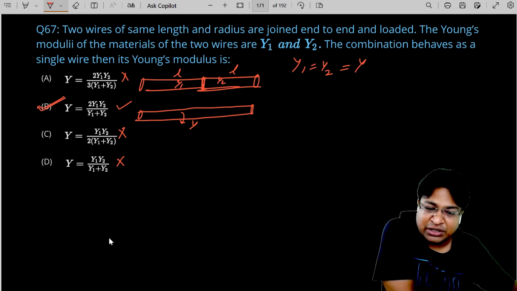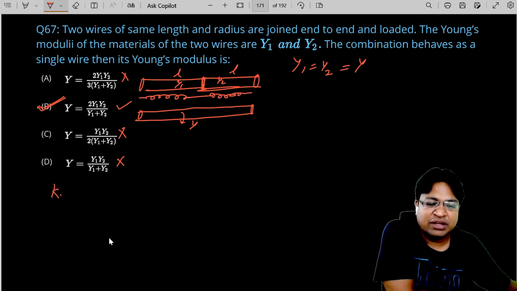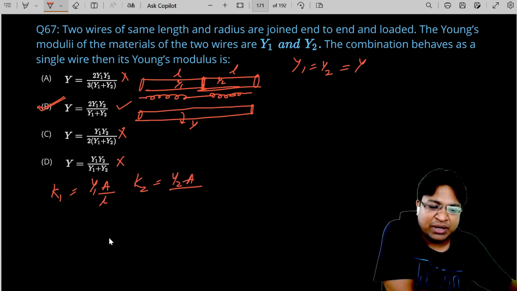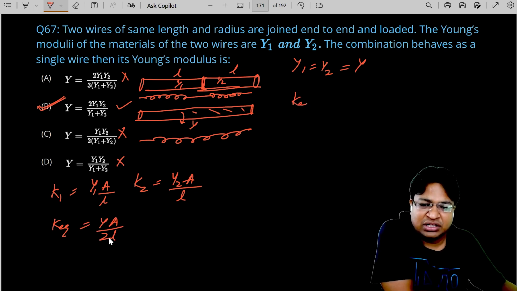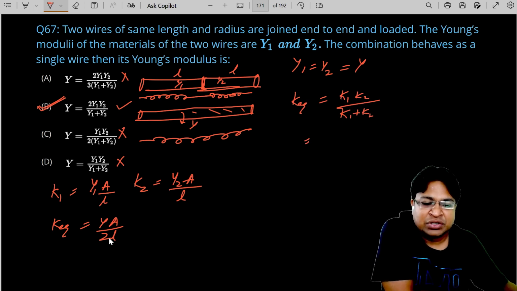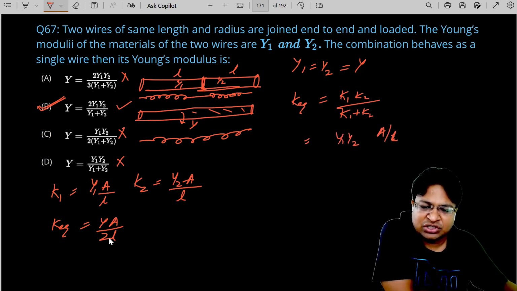Can we solve and obtain? Yes, we can do that. I'm going to treat this combination as a combination of two springs. I will say that this is one spring, this is another spring. They are connected in series. So K1 will be given as Y1A by L. K2 will be written as Y2A by L. And then this entire thing can be looked upon as one spring, the spring constant of which would be written as YA by 2L. And we know that when the springs are connected in series, we can write K equivalent as K1K2 upon K1 plus K2. So you just use this. K1K2 product will become Y1Y2 multiplied by A by L whole square. And K1 plus K2 will become Y1 plus Y2, times A by L.